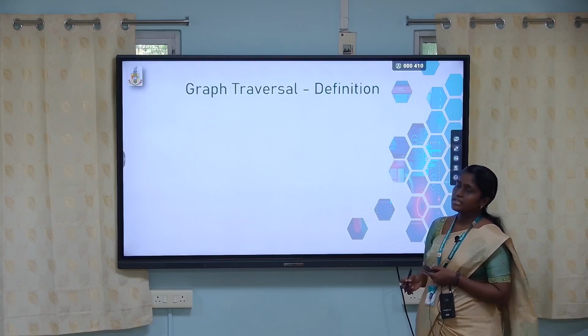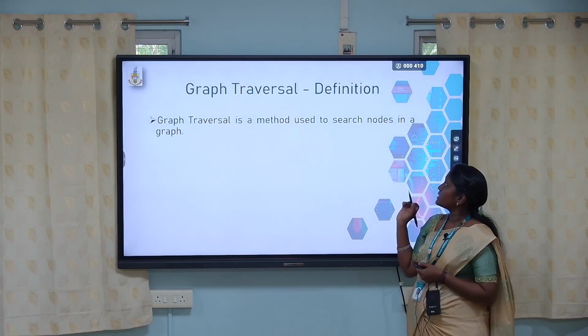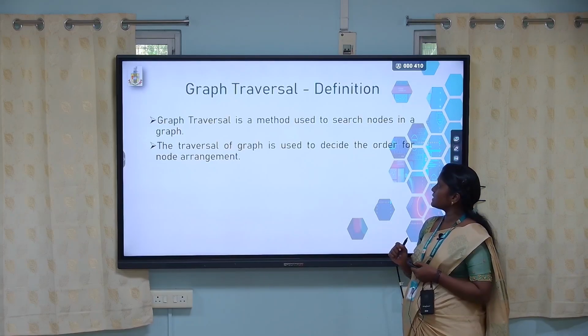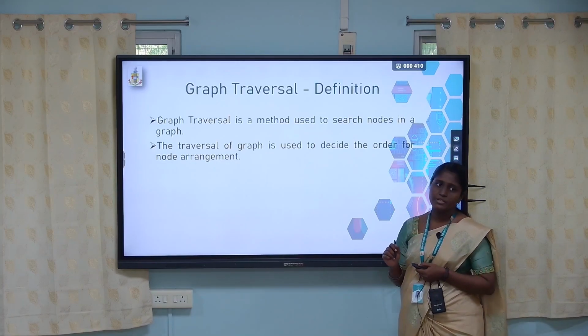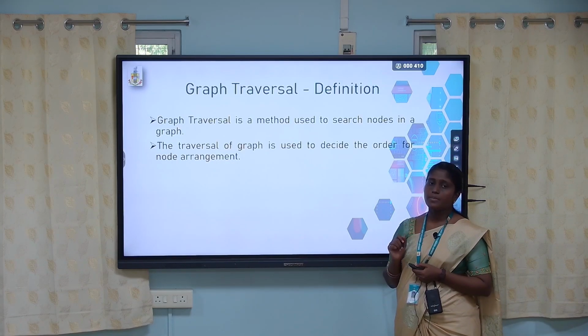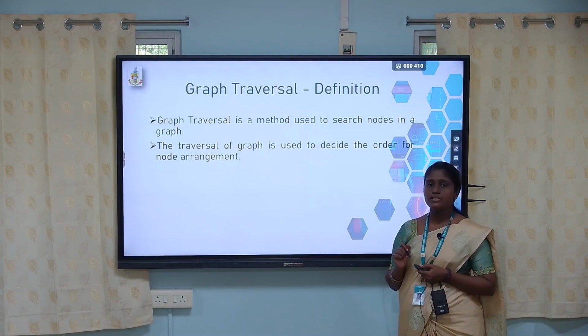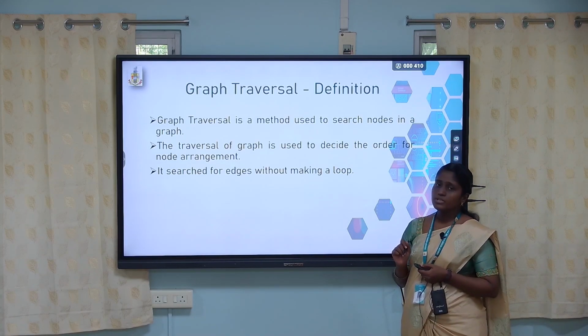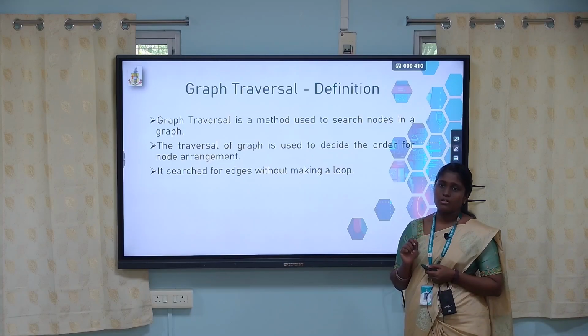Moving on to graph traversals. Graph traversal is a method to search nodes in a graph. The traversal of a graph is used to decide the order for node arrangement. The main purpose of using it is to find the shortest path in the graph, and this contributes to the arrangement of the nodes in your graph.